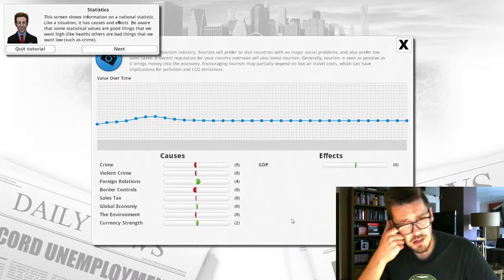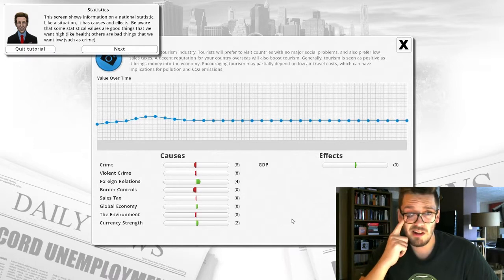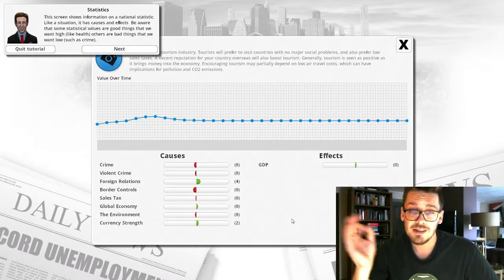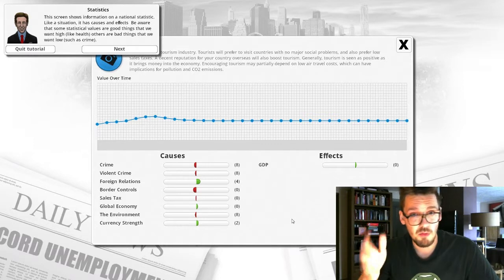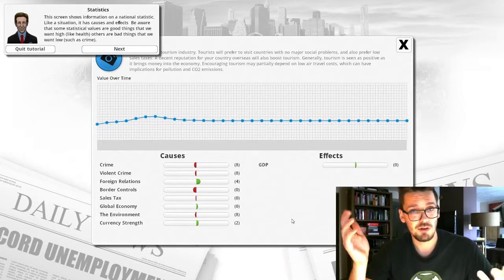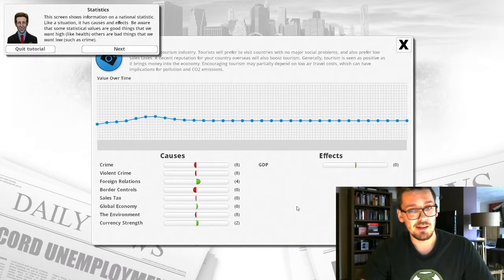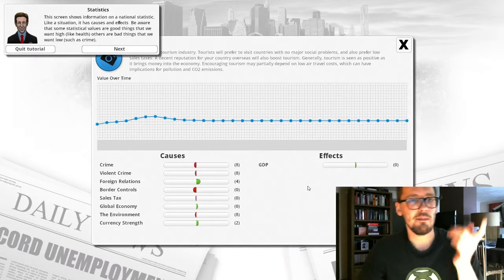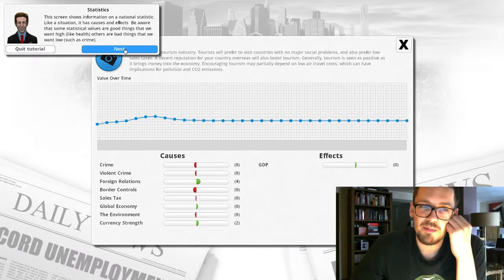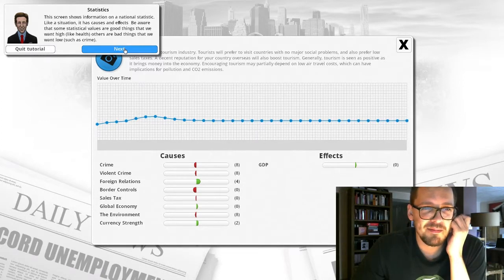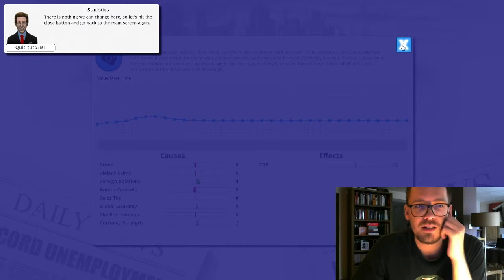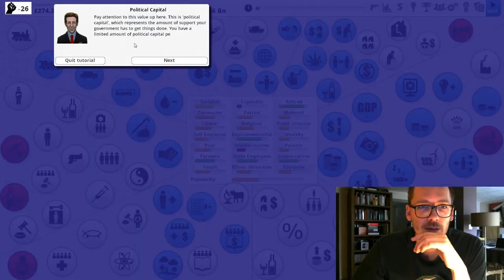That sounds reasonable, that if there's a lot of crime, you don't want to go on vacation there. That's probably why people don't go to war zones. You see, this game is really smart, because if it was not smart, we could have a war and still have tourism. But we can't, so smart game. I'm not really looking too smart, am I? So there's nothing we can change here. Let's hit the close button.